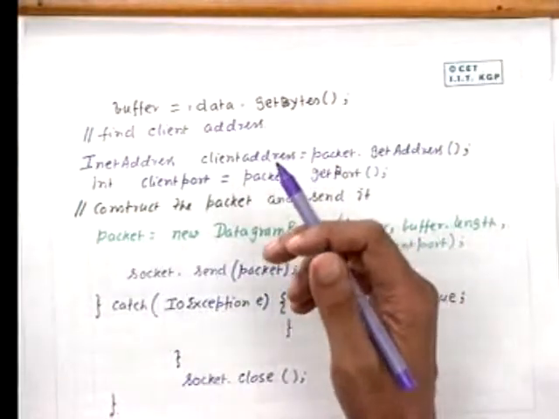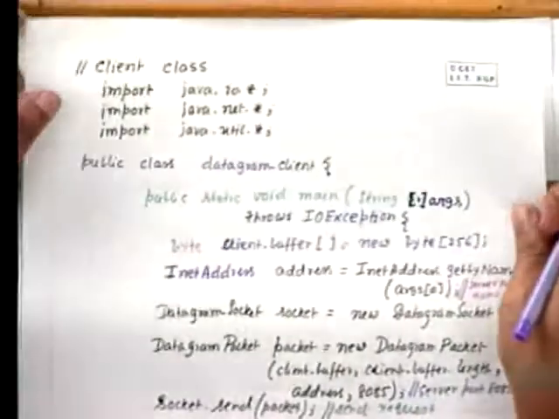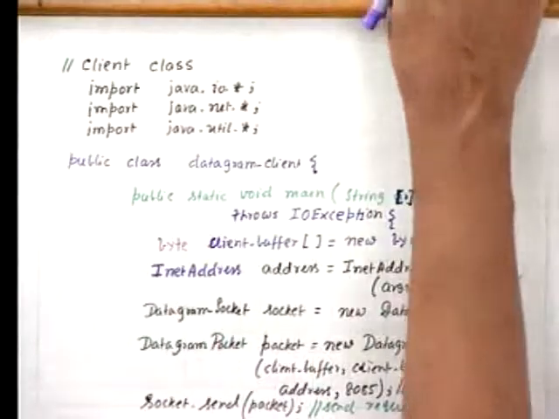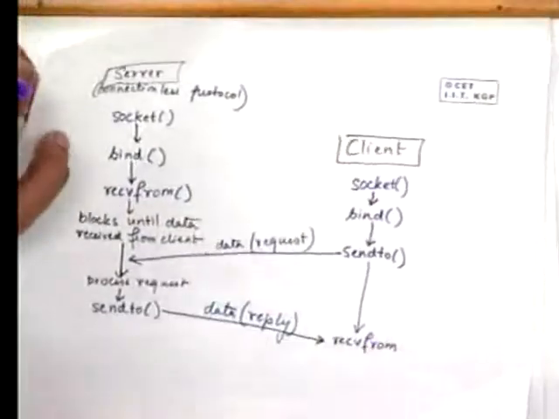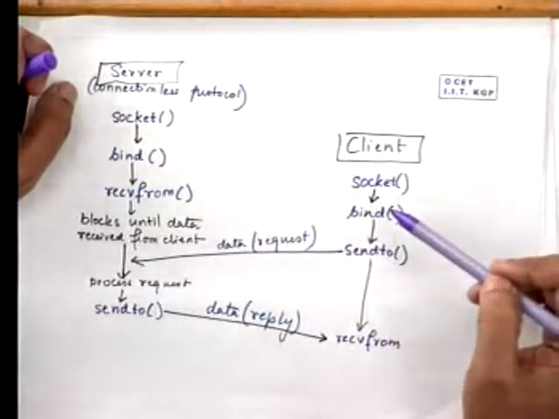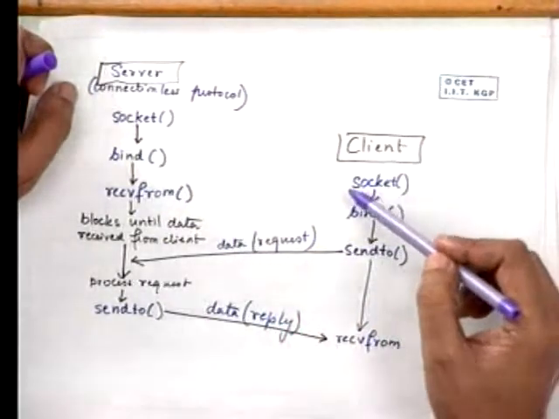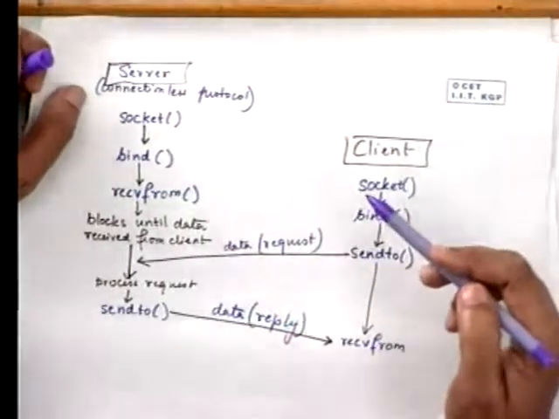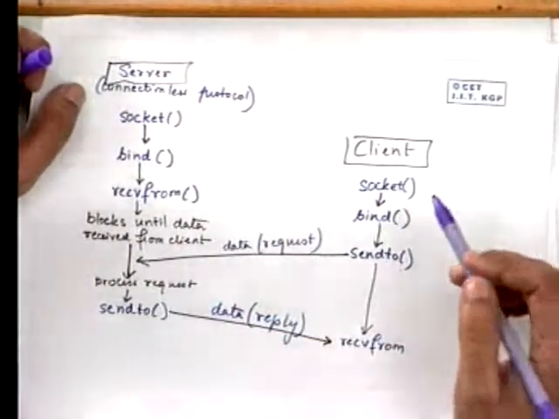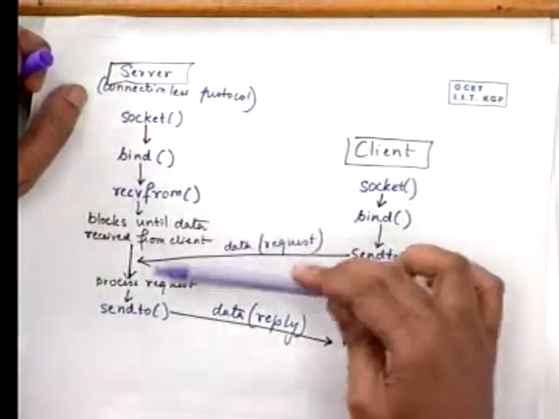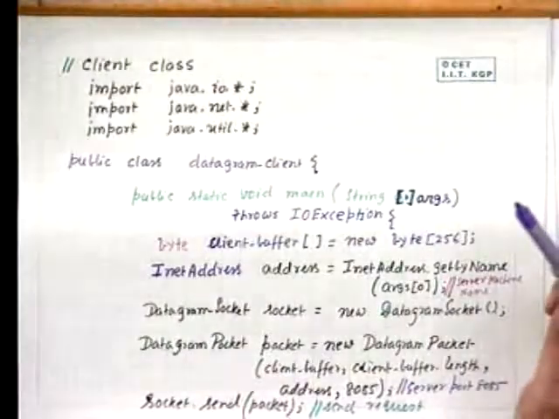On the client side, on the other hand, in our communication the client also has to send data to the server, and while sending the data to the server, it must know the address of the server. And then after that it must be able to receive the data from the server.